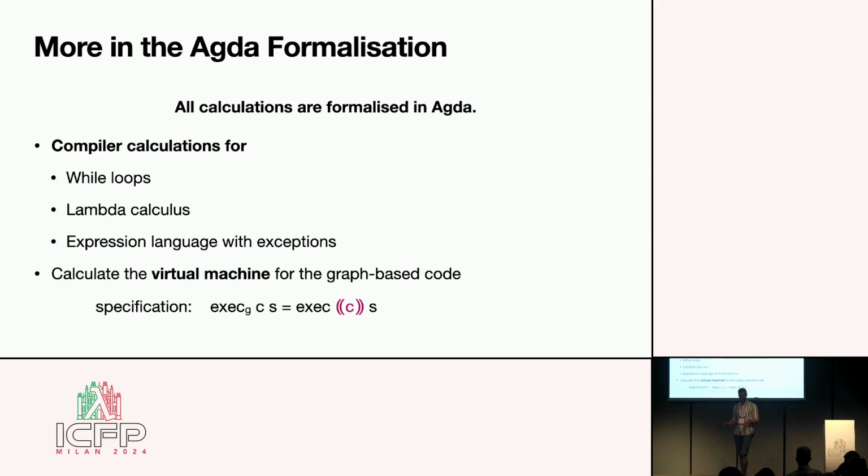There's also a formalization of all the calculations in the paper. Also some more calculations that are not in the paper. For example, we calculate a compiler for the lambda calculus and for a language with expressions. So if you're interested in that, have a look at that code. And I'll stop here. Thank you.